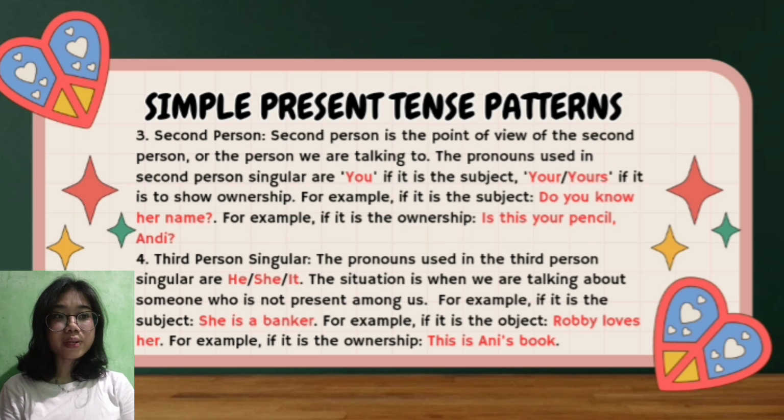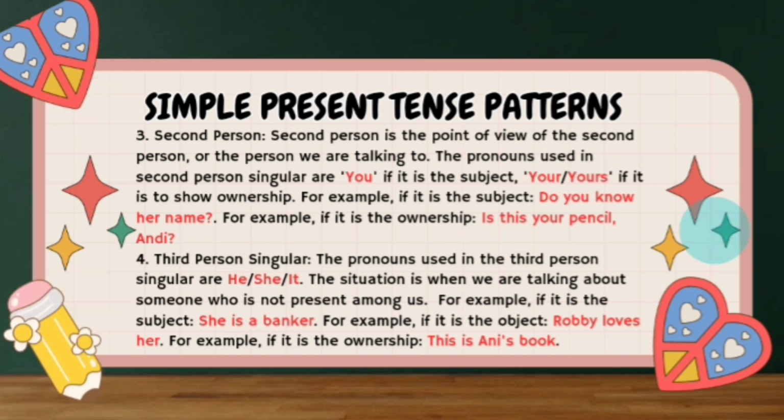4. Third person singular. The pronouns used in the third person singular are he, she, or it. This is the situation when we are talking about someone who is not present among us. For example, as subject: She is a banker. As object: Robbie loves her. As ownership: This is Annie's book.